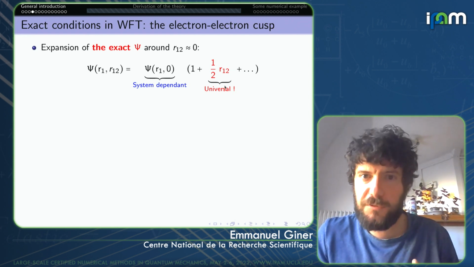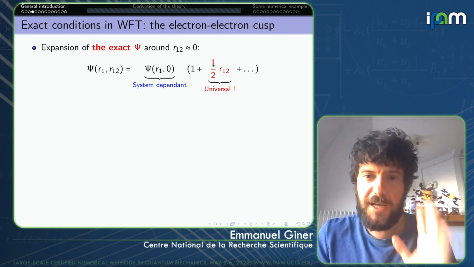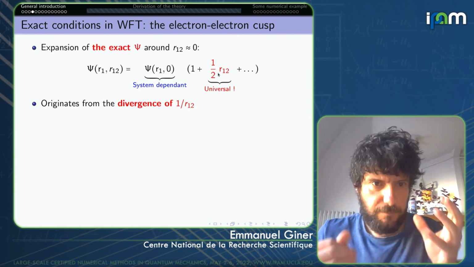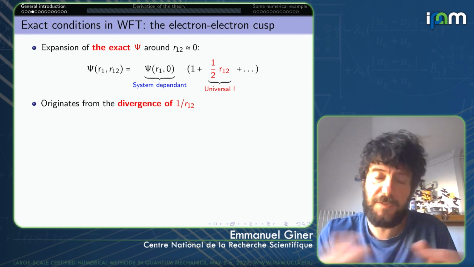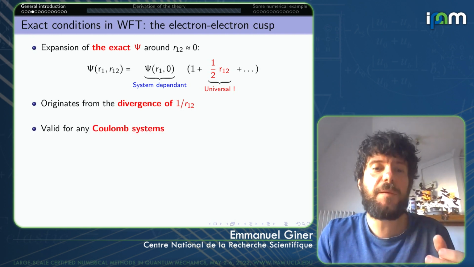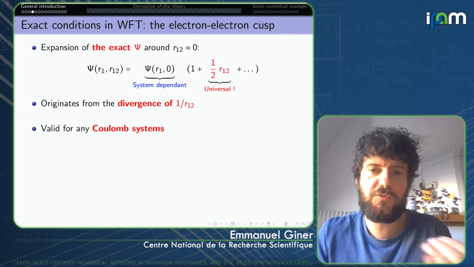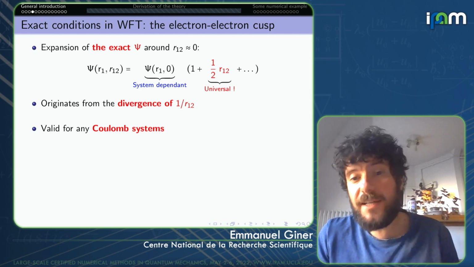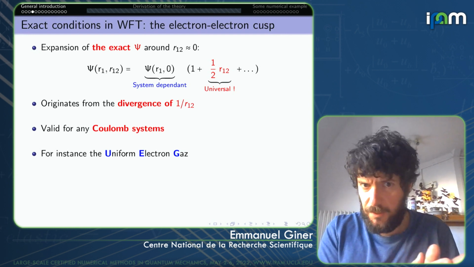And then the first order term in the r12 expansion is 1/2 of r12, and this is really universal, which means that as it originates directly from the divergence of the 1/r12 operator, the Coulomb interaction, which of course is universal, it is valid for any fermionic systems. Any Coulomb system with electrons, you always find this 1/2 of r12 as the first term in the linear expansion. So this means that this is valid for the helium atom, for a DNA branch, or for the uniform electron gas, which has nothing to do with the molecule.